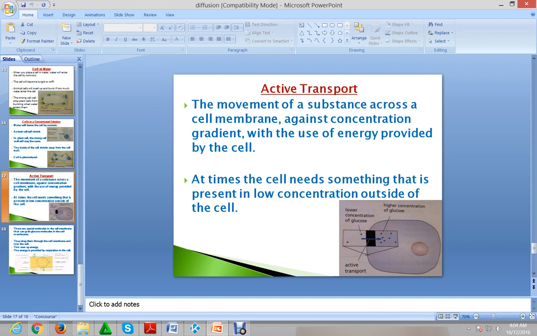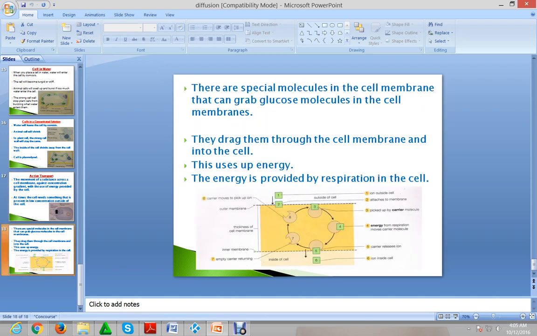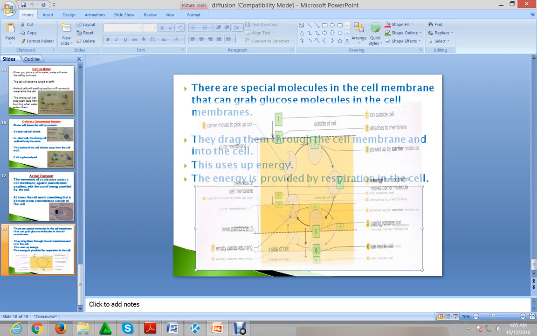At times, the cell needs something that is present in low concentration outside of the cell, and that is definitely what is taking place here. So active transport will be the process that will allow these 2 additional glucose molecules to go inside the cell. There are special molecules in the cell membrane that can grab glucose molecules, and they grab them through the cell membrane and into the cell, and that is what this diagram is showing. Let me bring it up bigger for you.